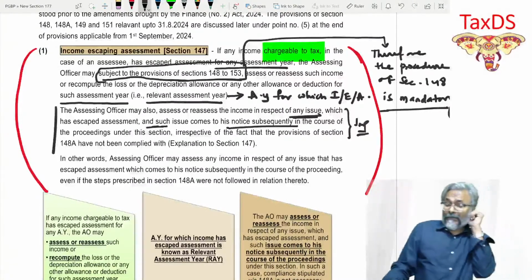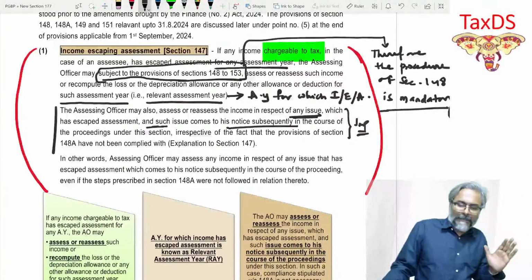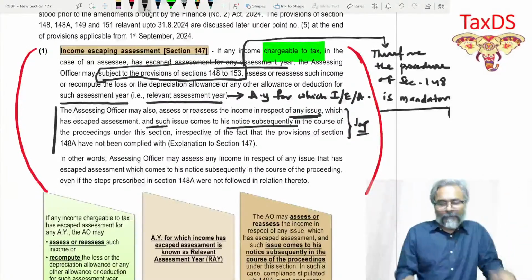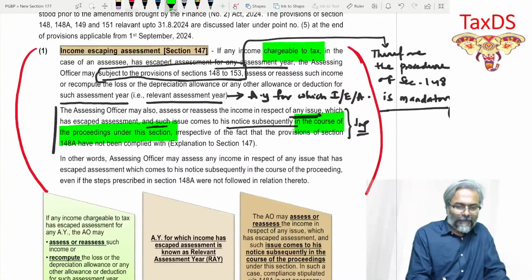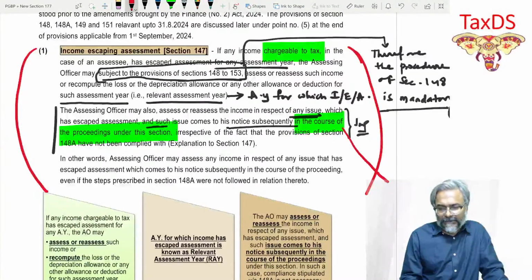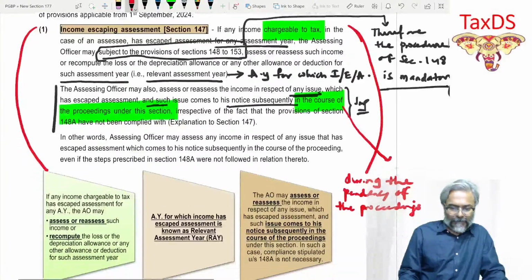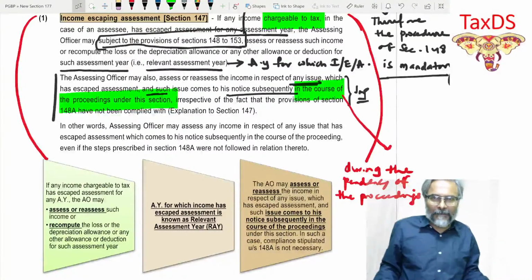The AO may assess or reassess the income in respect of any issue which has escaped the assessment, and such issue comes to his notice subsequently in the course of the proceedings. What do you mean by in the course of the proceedings under this section? In the course of the proceedings, students, means during the pendency of the proceedings. Is that clear to all of you?